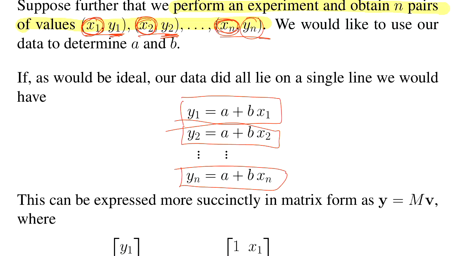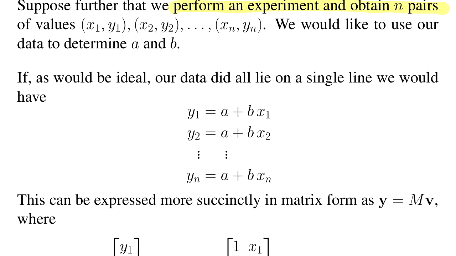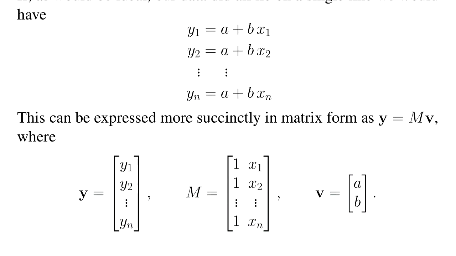So what do you want to do? You don't want to find A's and B's that actually make this thing work perfectly. You just want to find A's and B's that make this thing work with the least error. So if you stare at this, you're given the x1s and the x2s and the y1s and the y2s and so on. That's just your data. You're trying to find A and B. This is just a linear system for A and B.